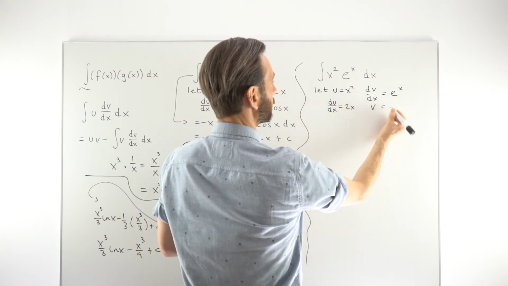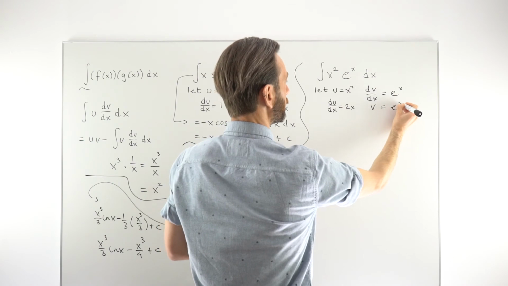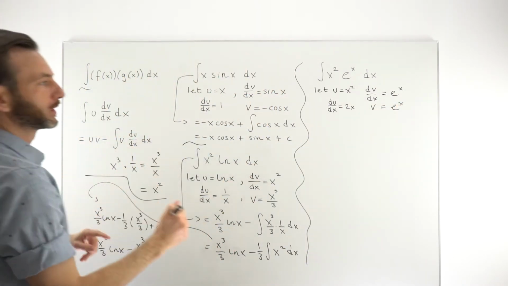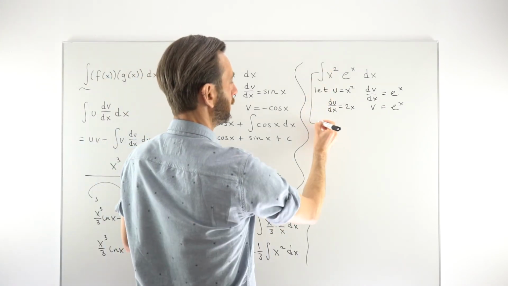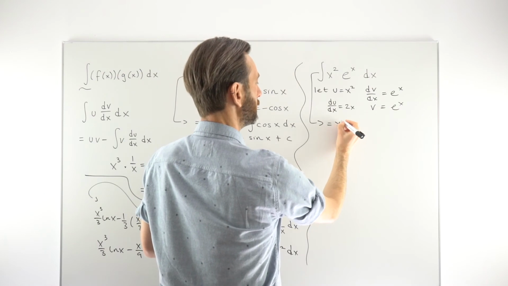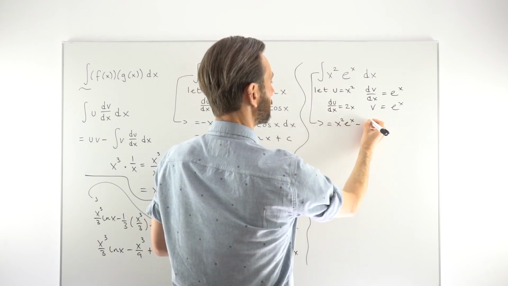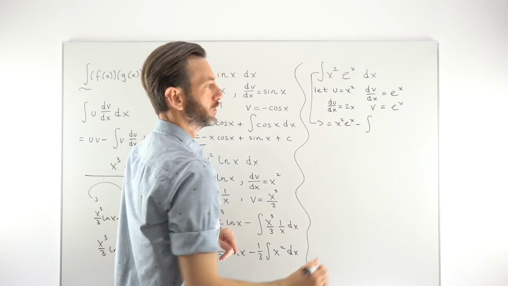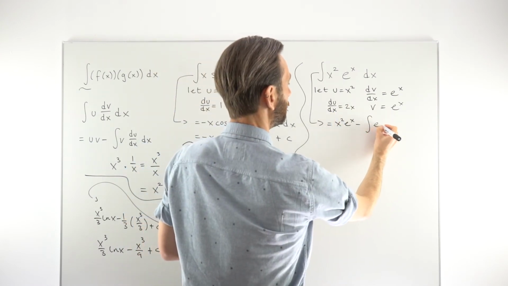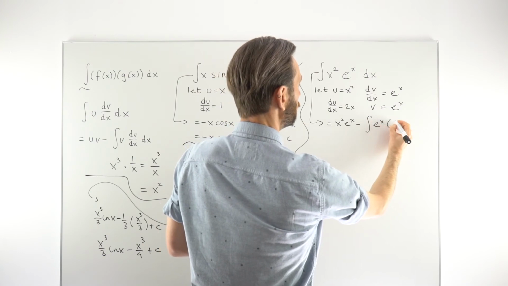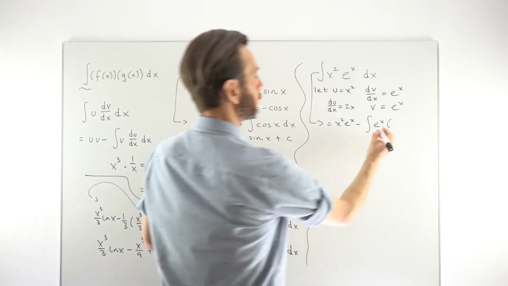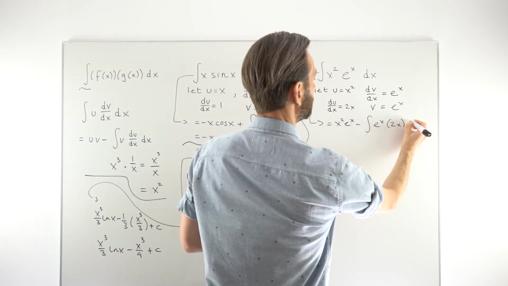Our v is going to be the integral of e to the x, which is just e to the x. So we're going to plug these guys now into our formula. So this guy here we'd evaluate to be uv, that's going to be x squared e to the x, minus the integral of v du. So v du, that's going to be e to the x times du dx. From here, du dx, which is 2x dx.